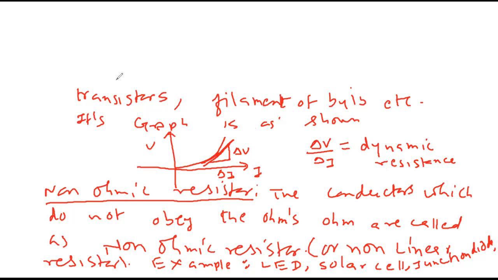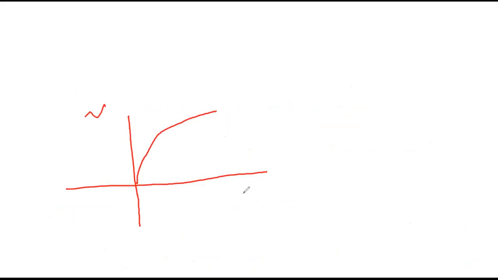I'm just drawing one diagram for your knowledge purpose. You tell me at which point resistance will be more. This is one curve, the graph of V and I. A is one point, B is one point, C is another point. Where is resistance more, at A or at B or at C?